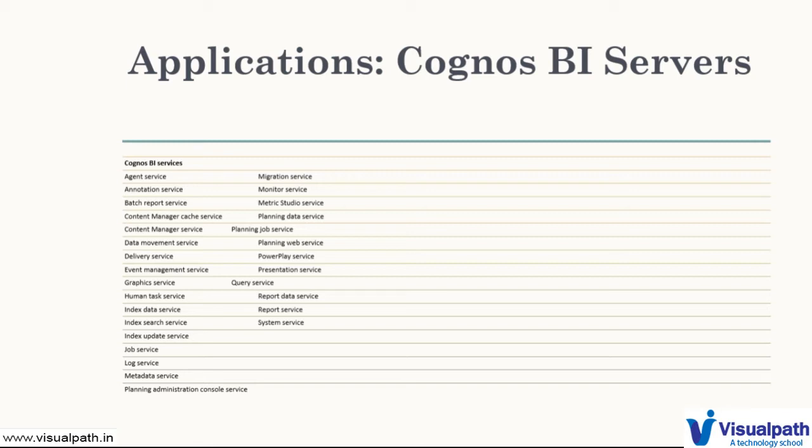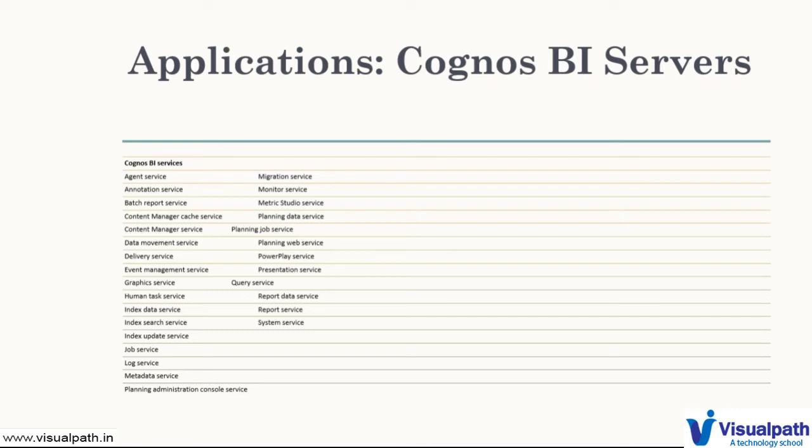Then we have the index data service. It provides basic full text functions for storage and retrieval of terms and index summary documents. Then we have the index search service. It provides search and drill through functions, including lists of aliases and examples. Then we have the index update service. It provides write, update, delete, and administration update functions.